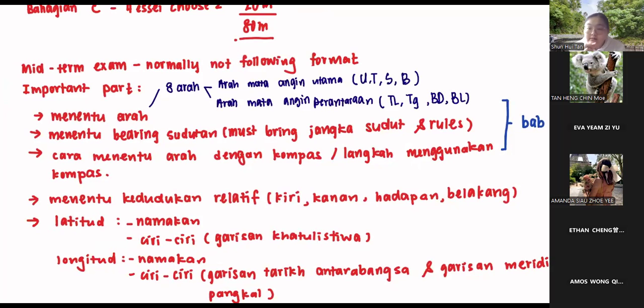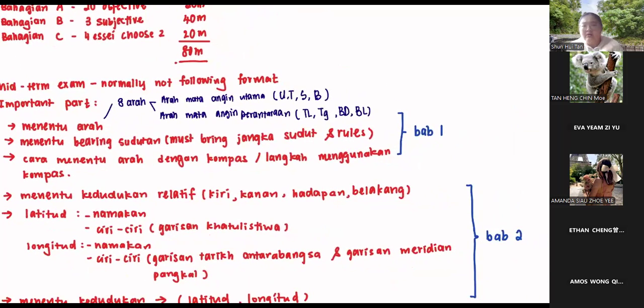Now, just a very quick one. How will the exam ask you? Normally, read the question properly, what they want. So normally they will come with a map, and then they ask you, for example, the arah sekolah dari, let's say, dari pejabat pos.